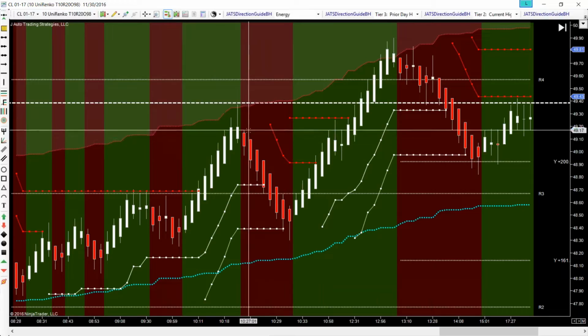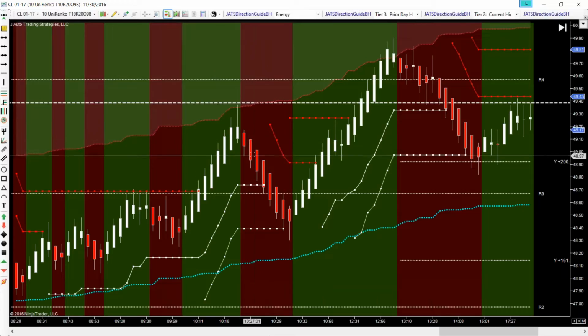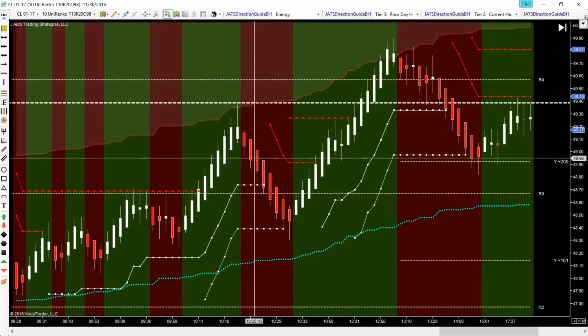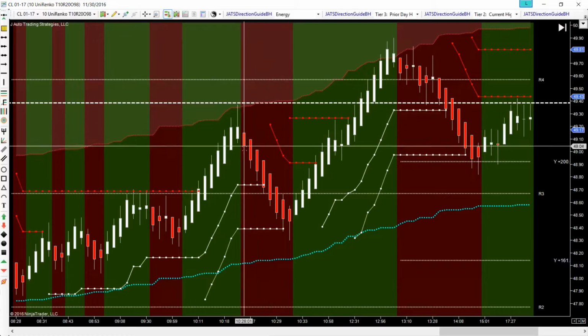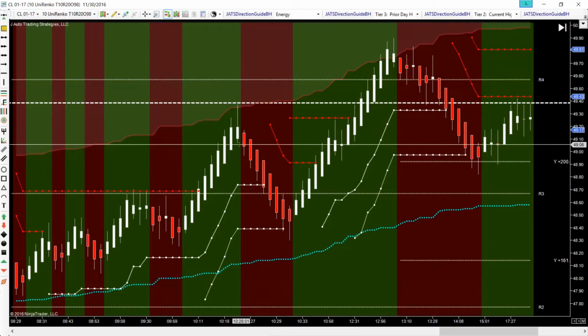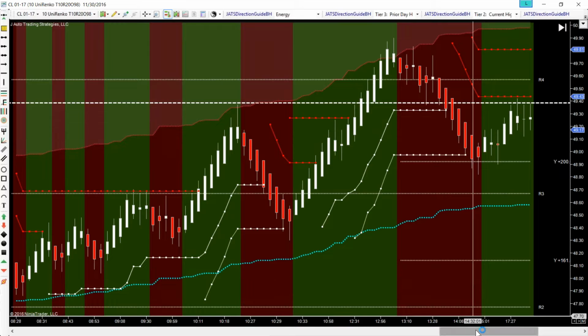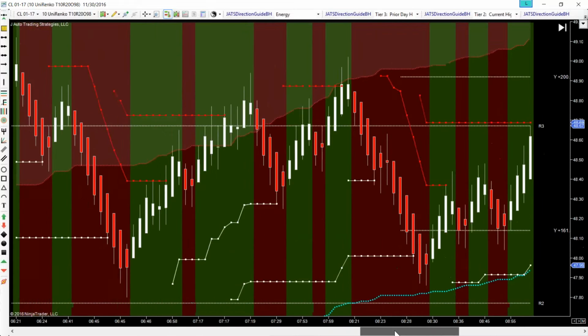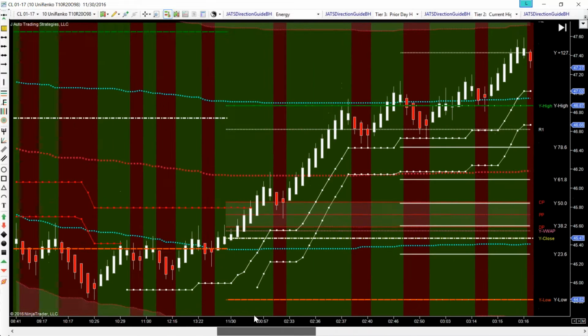Sometimes this second bar does not go 30 ticks. But it's more than 30 ticks for a full reversal. So just be aware of that. What I like to do is make sure that my higher time frame is also trending and not going sideways.